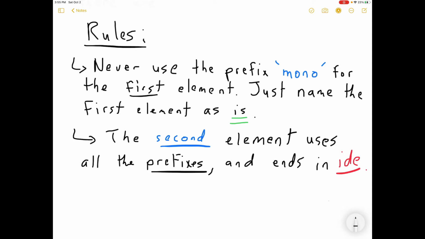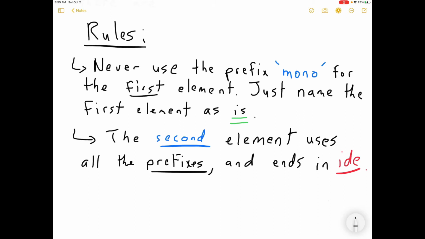However, if we need to use other prefixes like di or tri, if there are 2 or 3 atoms of the first element in the compound, then you use those. But you just never use mono specifically. It's kind of just an exception.